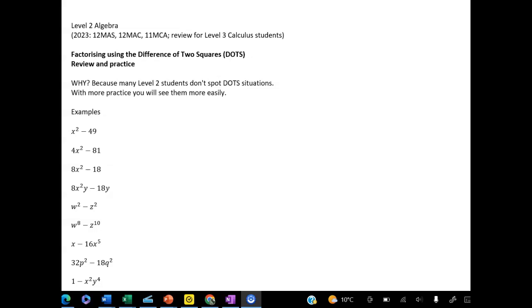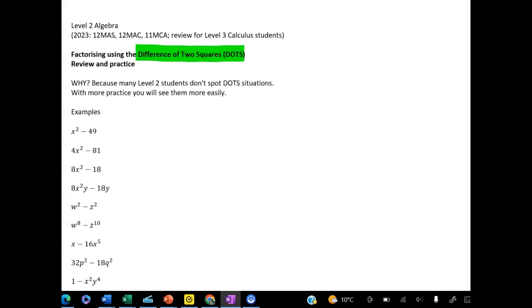So if you're in my 12 MAS class this year, or 12 MAC, or 11 MCA, this should be good revision of how we can use a really useful pattern called the difference of two squares to factorise. The reason that I'm making this video is that lots of level 2 students who are overall doing quite well with algebra don't spot difference of two squares situations in harder contexts. So I'm going to start with the really basic case in here and then work up to some harder ones.